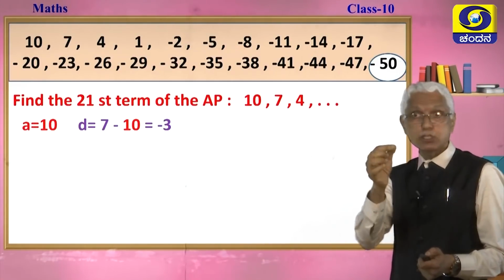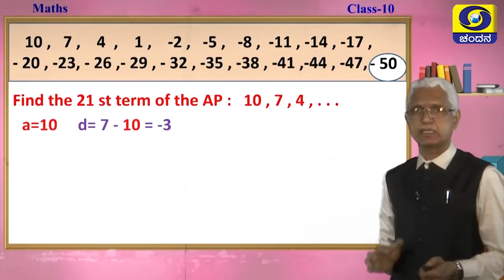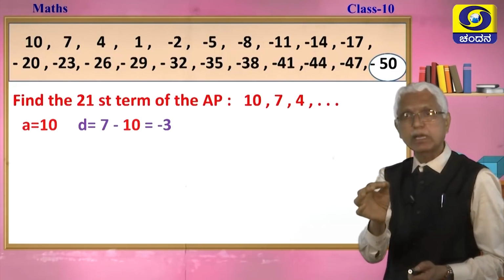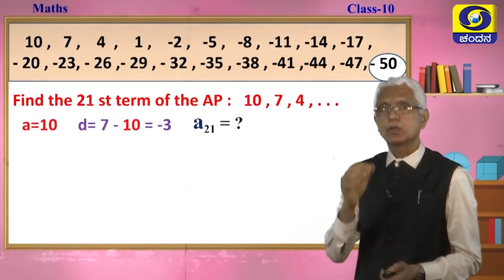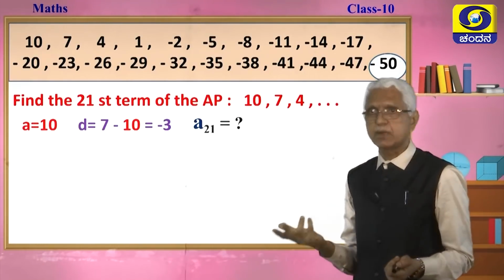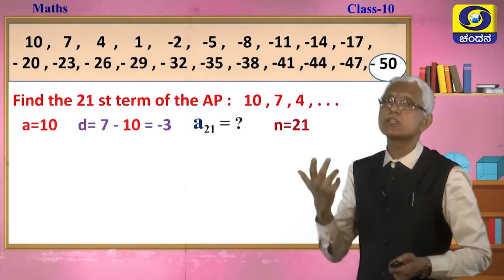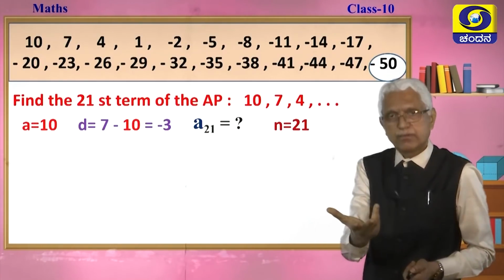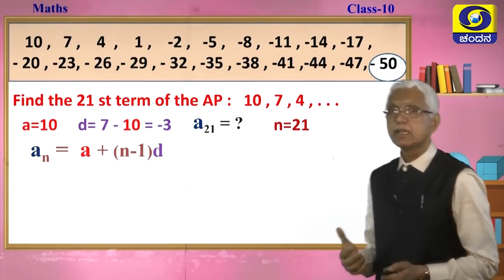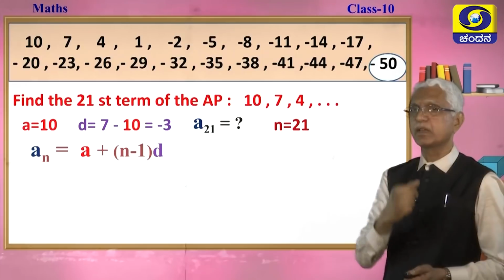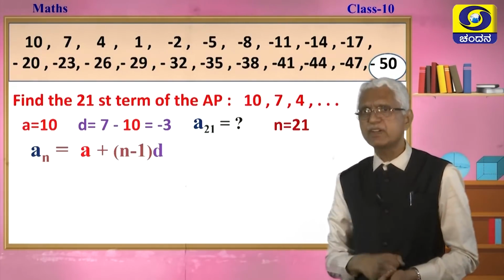This is where you need to be extremely cautious, my dear children, while making a note of A and especially making a note of D. So, I want the 21st term, that is A21. Who is going to help me? The formula a_n is equal to a plus (n minus 1) into d. What am I substituting in place of n? 21. You want the 21st term, no?